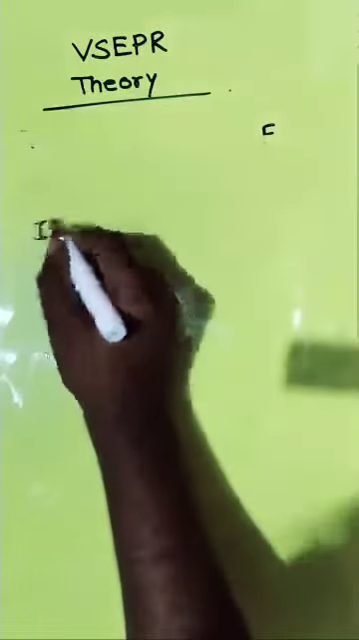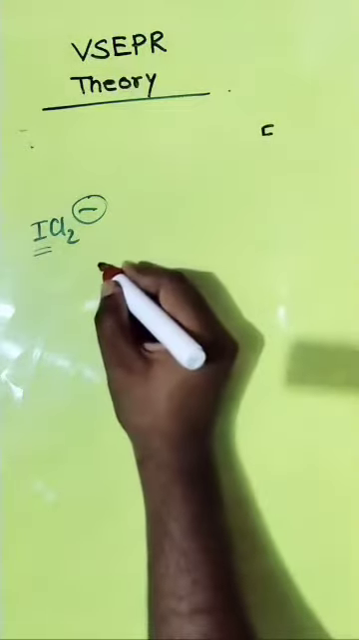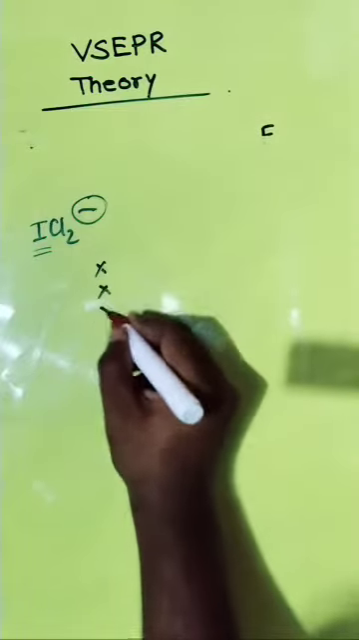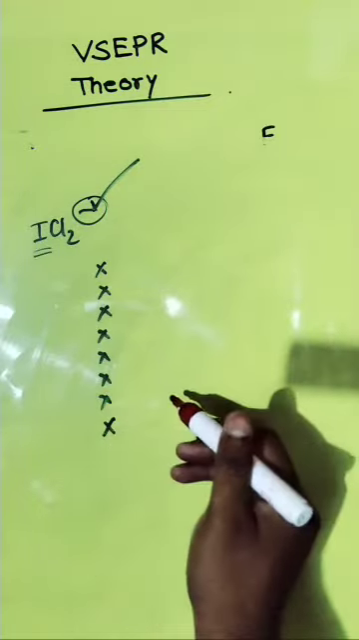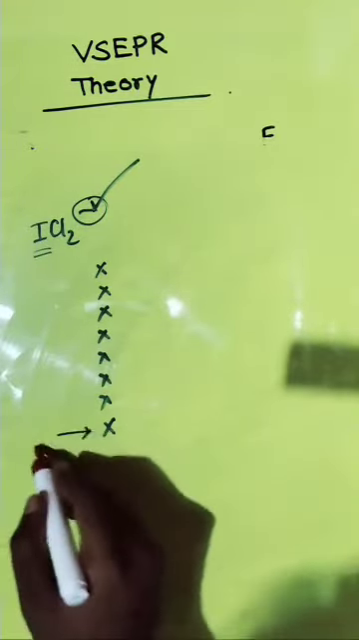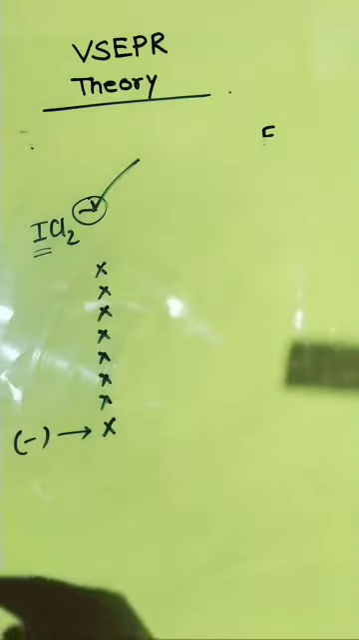Similarly, what is the structure of ICl2 minus? So this negative charge is present on the central atom. Here the central atom is iodine, and for iodine the valence electrons equal 7. This is the 7 valence electrons of the iodine atom, and due to this negative charge you have to add 1 electron into the valence shell. This electron is written down due to this negative charge.